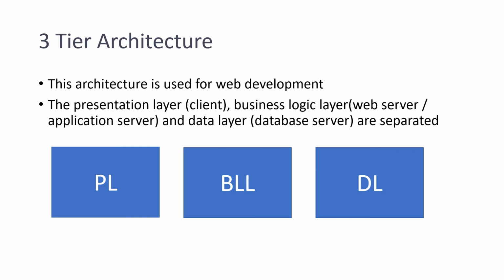So we can see that the client representing the presentation layer works with the web browser. The business logic layer has the web server or the application server, and the data layer consists of the database server. So this three-tier architecture makes software project management very simple and easy.